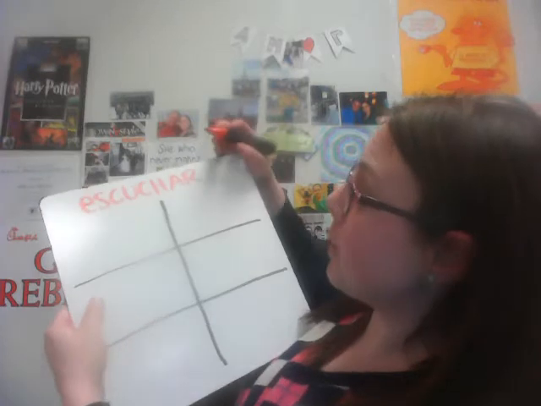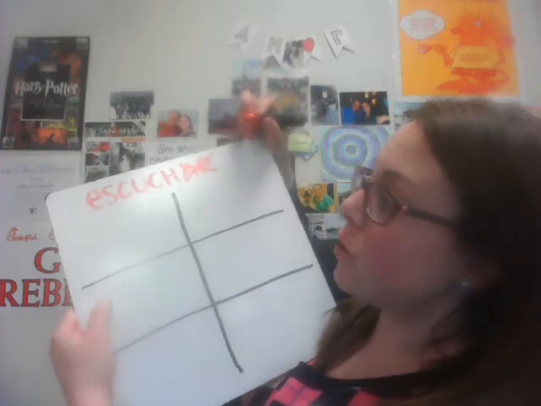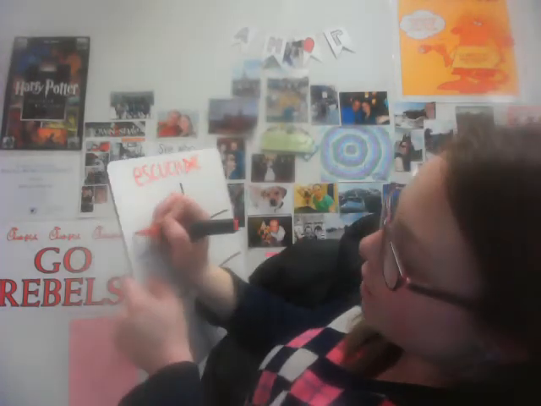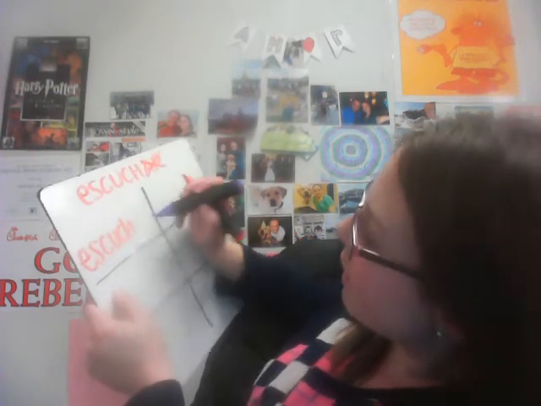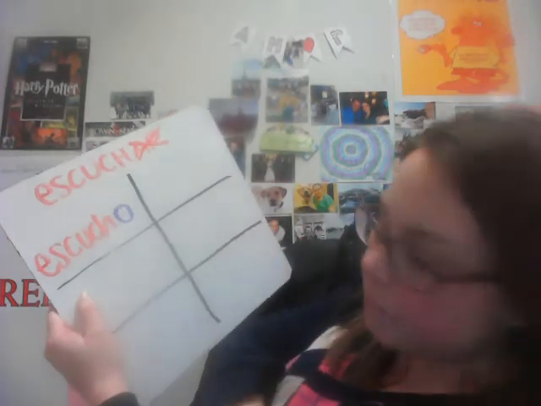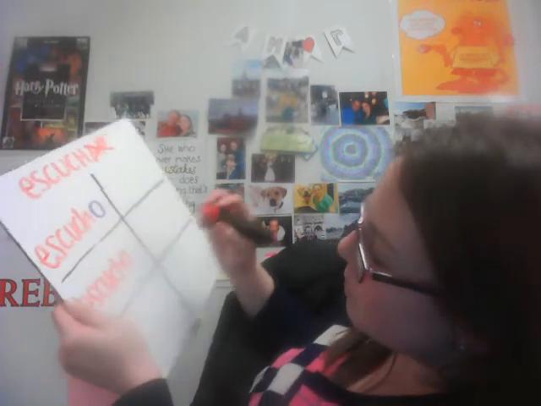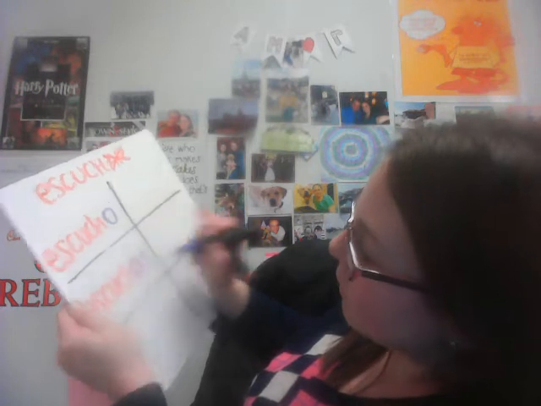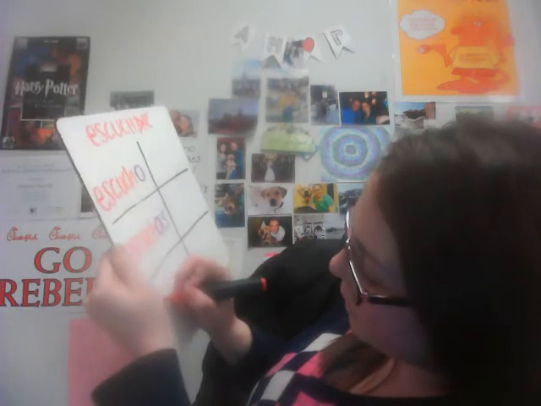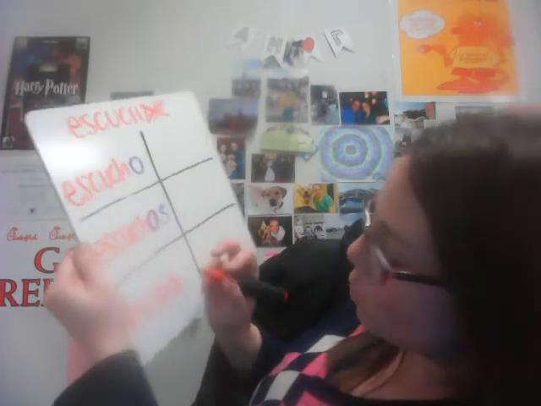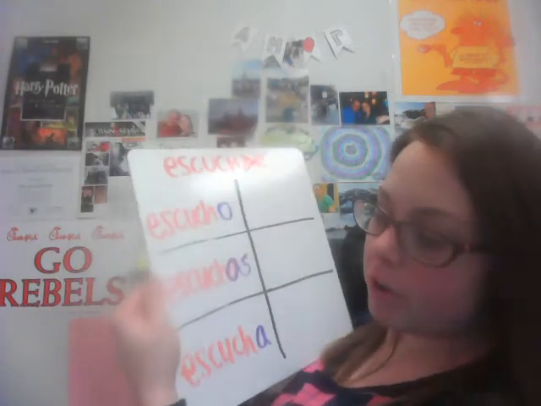So the yo form, again, what I'm going to do here is I'm going to get rid of my ending. So I'm going to get rid of my AR. All right, and I'm going to conjugate. So I'm going to add o, as, a, amos, áis, an. So my yo form is going to be escucho, with my O ending there. My tú form is going to be escuchas. My él, ella, usted form is going to be escucha. Okay, this time I'm keeping the escuch instead of the habl from hablar.